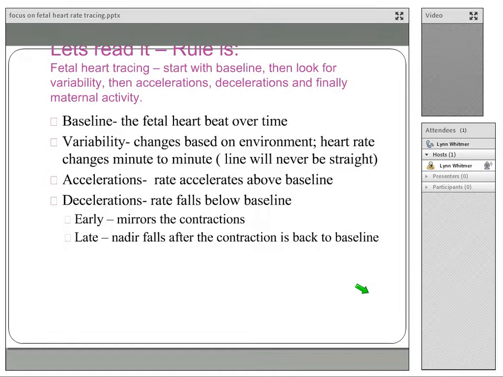The third deceleration is called variable, meaning it can happen at any time. It can be spontaneous or it can be in response to a contraction. It is a sharp descent of the fetal heart rate and a sharp ascent of the fetal heart rate once the contraction is over or once the event is over. I truly believe, in my own personal theory, that babies can sometimes get a hold of the cord. We know babies have a primitive response that if something goes into their hand, they squeeze it.